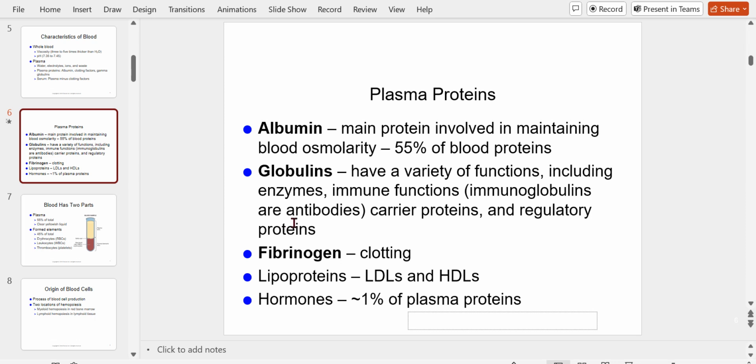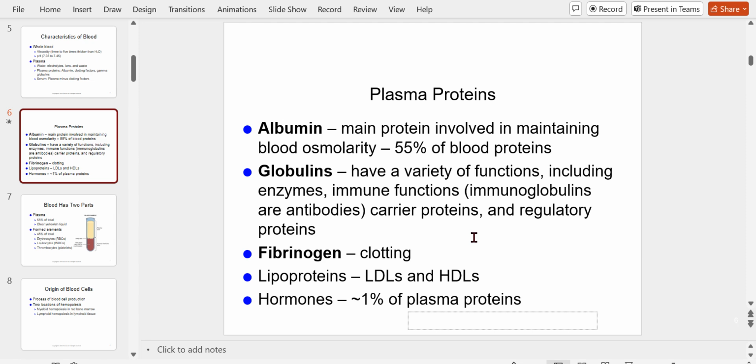The albumin is the main protein involved in maintaining blood osmolarity. It's about 55% of the blood proteins. It's a big chunk. These globulins have a variety of functions, including enzymes, immune function, what we call immunoglobulins, aka antibodies. There are carrier proteins and regulatory proteins there.